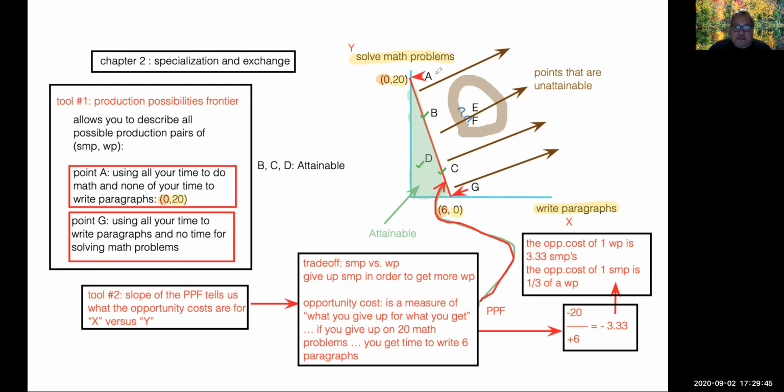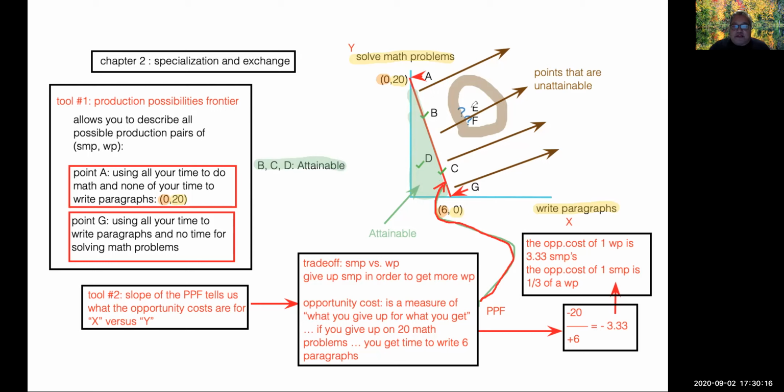So rather than looking at the extremes, which are labeled here as A and G, we are looking at points like B, C, and D, which are points in which we use some or all of our allocated time in a manner that is attainable. So we're going to call the attainable data points those points that fall inside of the production possibilities frontier, inside of the red line, in the green zone.